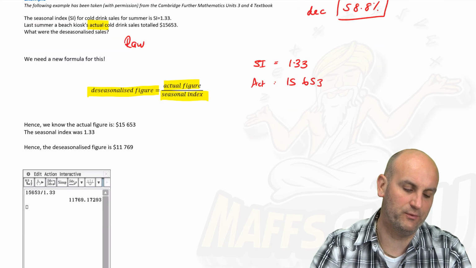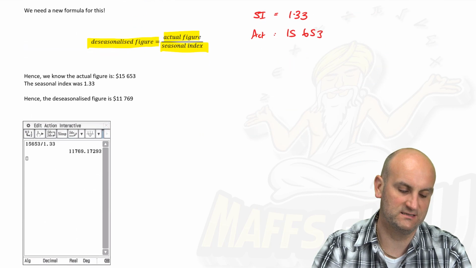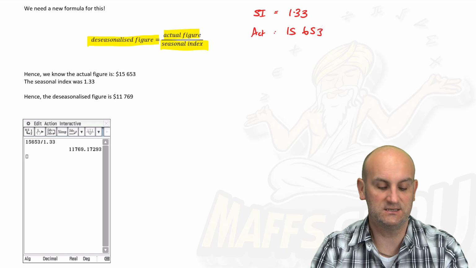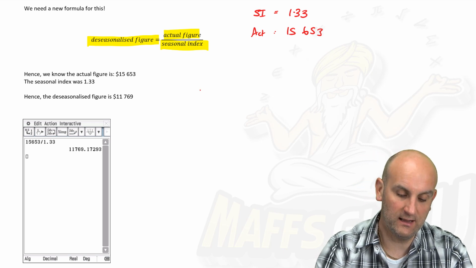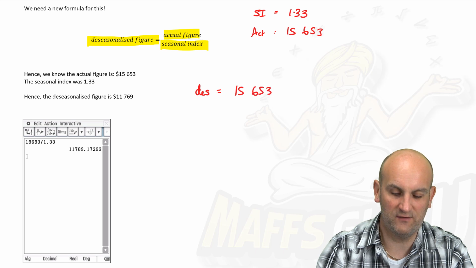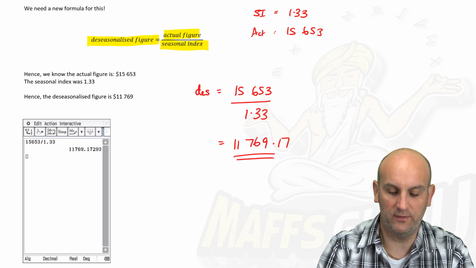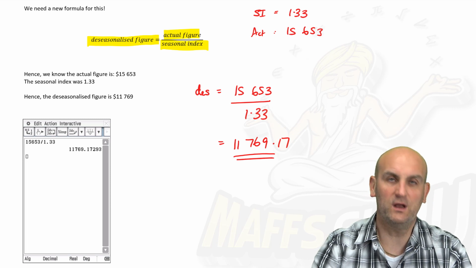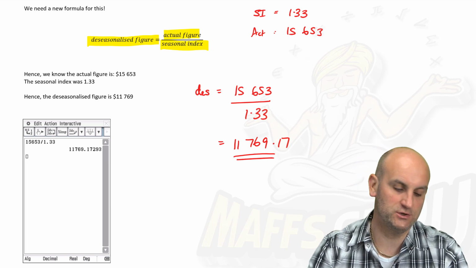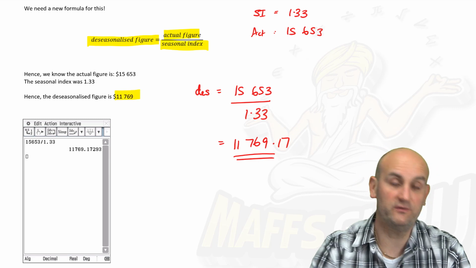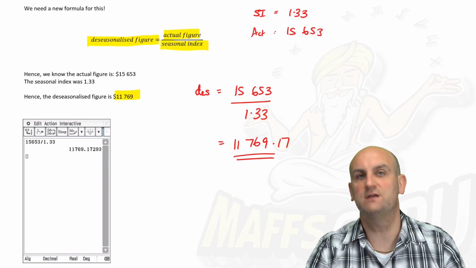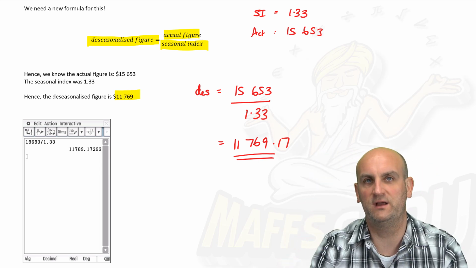What were the deseasonalized sales? Well, the example is there, the formula is there, and our data is there. All I've done is say our deseasonalized is given by our actual figure, which is 15653 divided by 1.33, which gave me 11769.17. So those were the deseasonalized sales. We're going to round it to the nearest whole number in this situation, which gave us $11,769. So we've smoothed that figure out just a little bit.